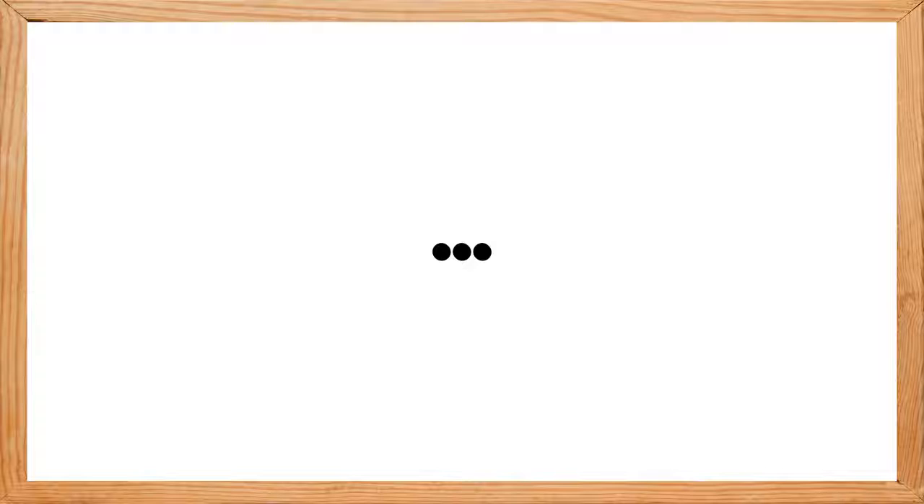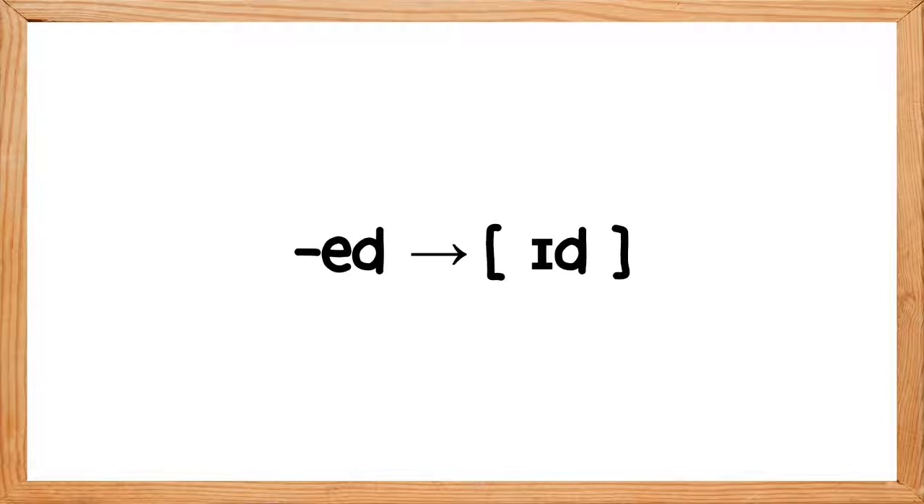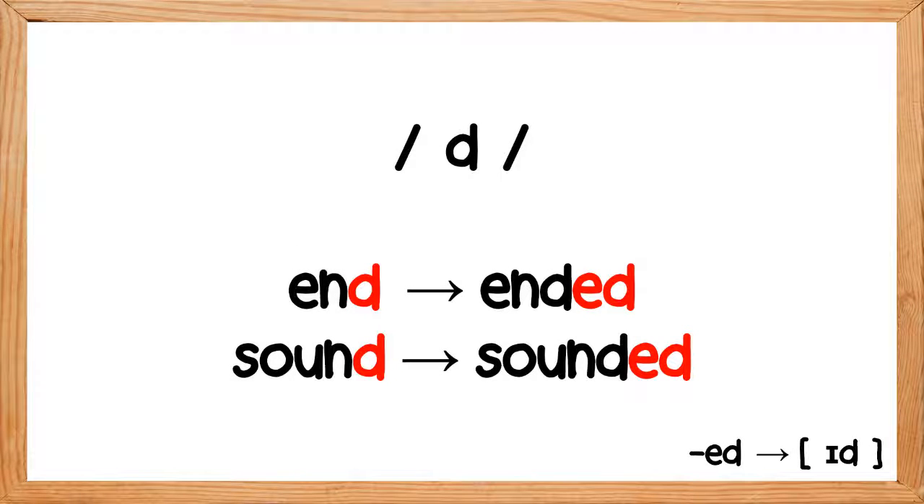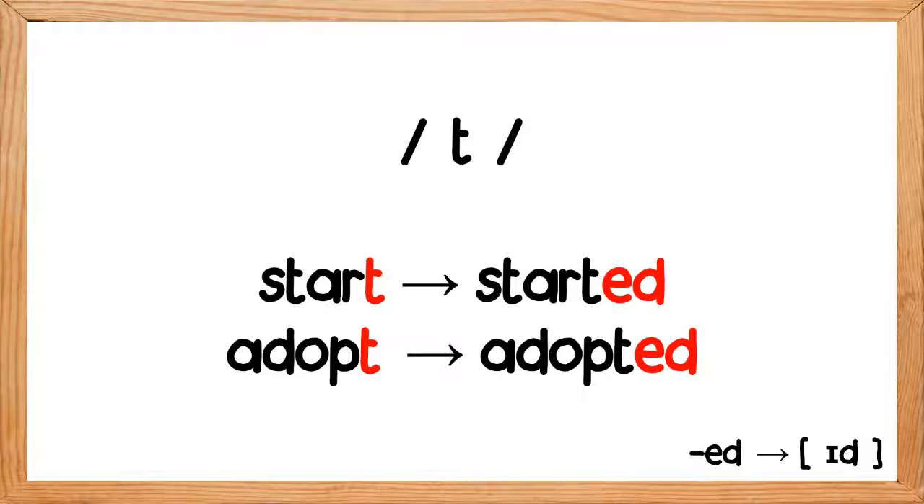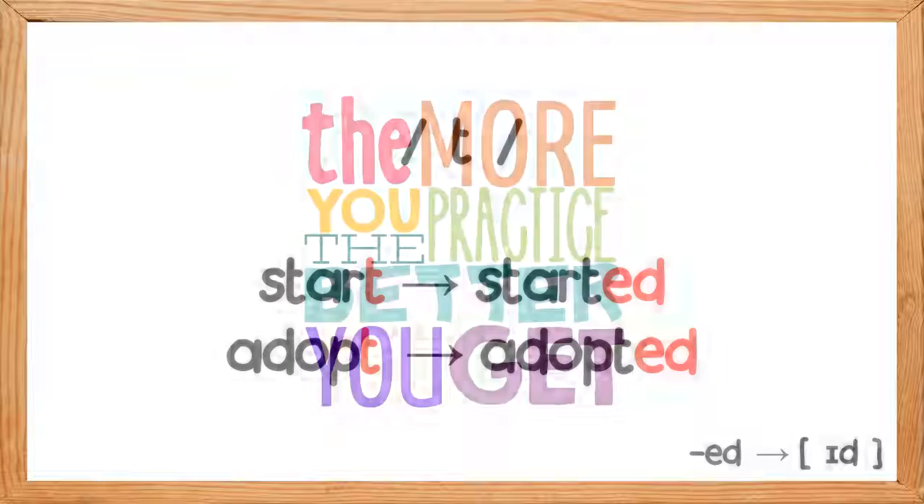What happens when a word finishes with the sound d or t? It has another pronunciation for the past simple, which is id. It will be represented by a letter I and a d. Id. Let's see some examples. With the sound d, you have the word end. In the past, it will be ended. You have also sound, as in sounded. And the final one, the t sound, as in the word start, started, or the word adopt, adopted.